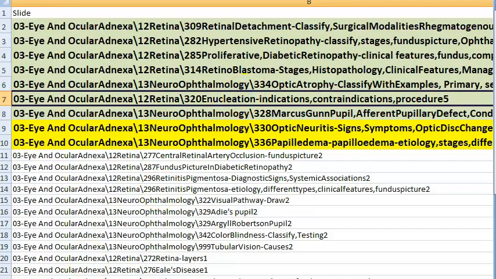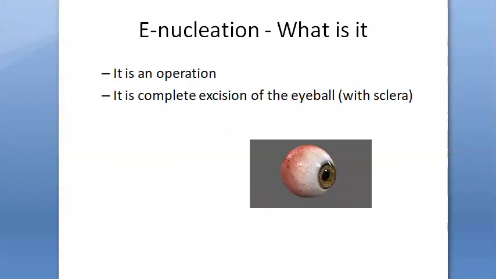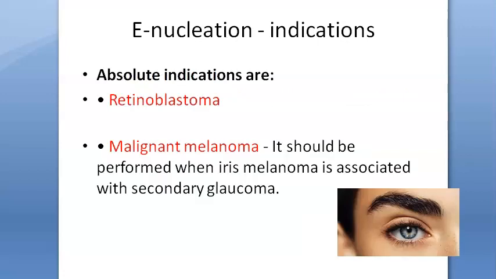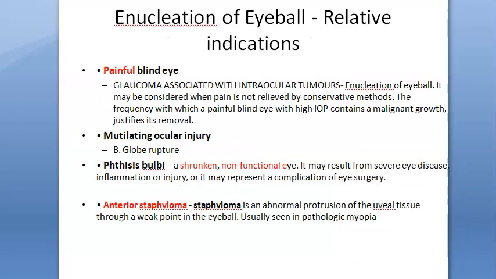Next question, enucleation. So enucleation means what? You will remove the eyeball along with the sclera. So where all will you do this? In retinoblastoma and malignant melanoma. Those two are very important. Those two you have to remember. Basically, cancerous eyes, they are removing the entire eyeball.